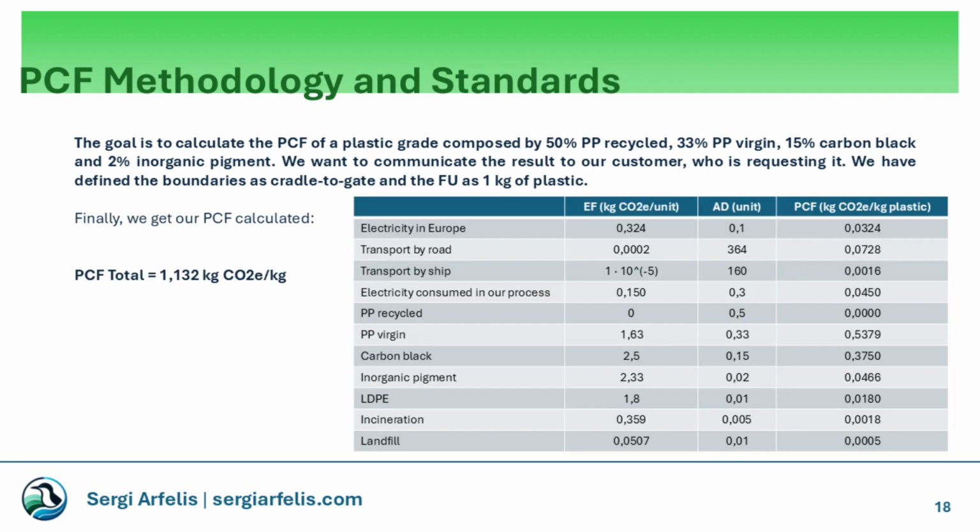Let's look at the final results of our product carbon footprint calculation for the plastic grade example. As shown in the table, each input and process, like electricity use, transport, raw materials, packaging, and waste, contributes a certain amount of emissions, measured in kilograms of CO2 equivalent per kilogram of plastic. For example, virgin polypropylene and carbon black are the largest contributors, while recycled polypropylene, under the cutoff methodology, has an emission factor of 0. When we sum all the contributions, the total product carbon footprint comes out to 1.132 kilograms of CO2 equivalent per kilogram of plastic. This result gives us a clear, quantitative basis to identify emission hotspots and prioritize actions for reducing the carbon footprint of our product.